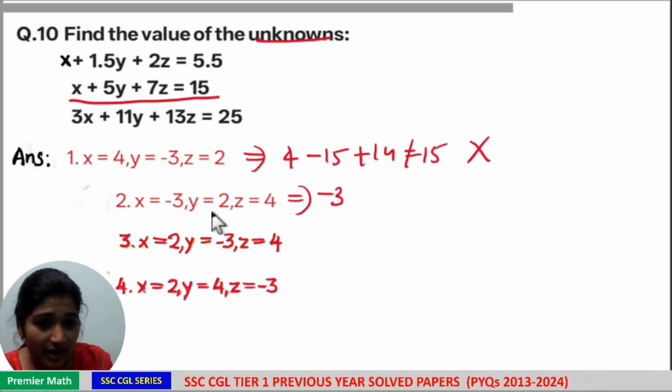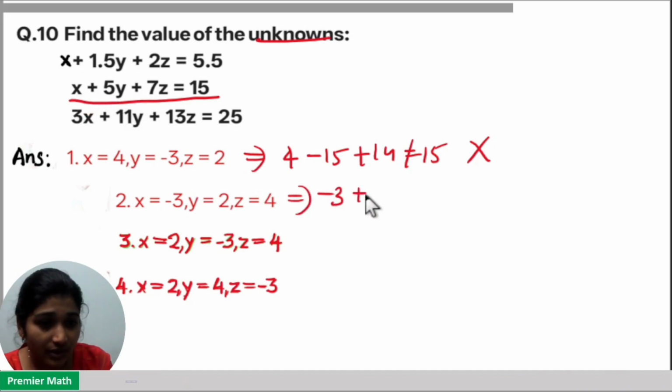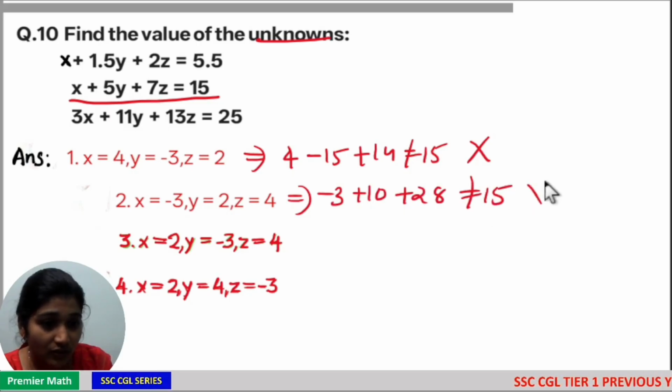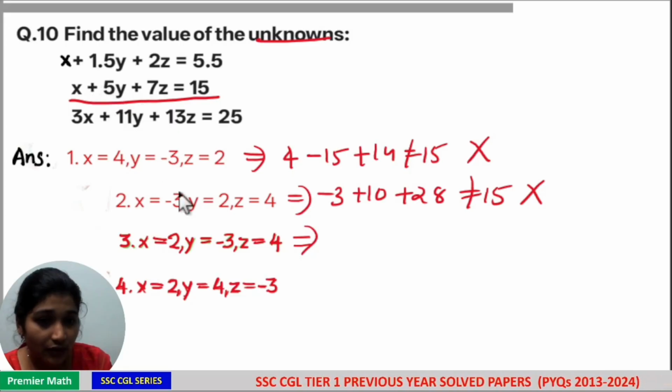Now if you put the values of the second option in the second equation, x is equal to minus 3 here and y is 2 here. So 2 into 5 is plus 10, and here z is 4. So 4 into 7 is plus 28. This is also not equal to 15. So this is wrong.